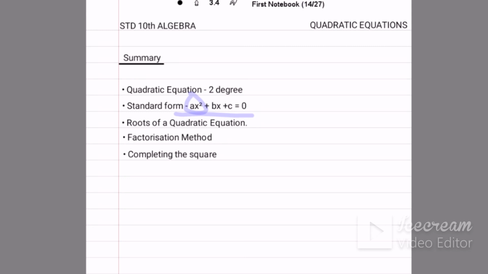The next thing we learned is the factorization method. Now we know what a quadratic equation is and what its roots are. Then we have to know how to find these roots of quadratic equations. And there are various methods to find these roots. So the first two methods are the factorization method and the completing the square method.